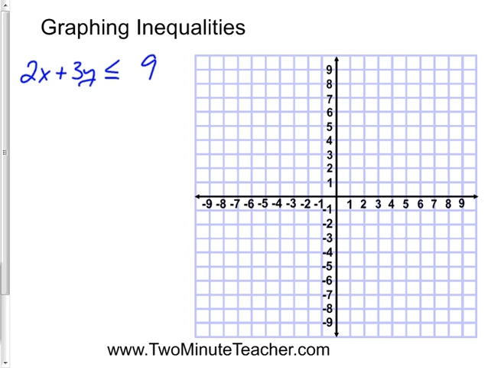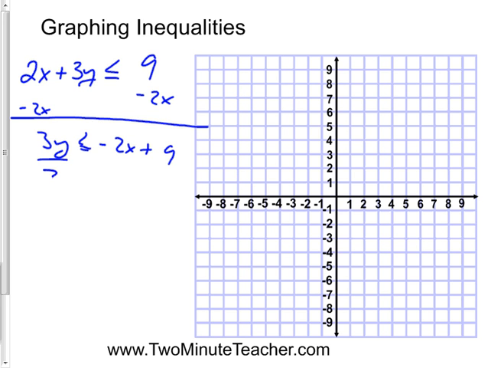All right, so this one, if I were going to solve it, I'd start by subtracting 2x from both sides, and then I'll have 3y is less than or equal to negative 2x plus 9. Now I'm going to divide by 3, dividing all the parts by 3. And now I have y is less than or equal to negative 2/3 x plus 9 divided by 3 is 3. There we go.